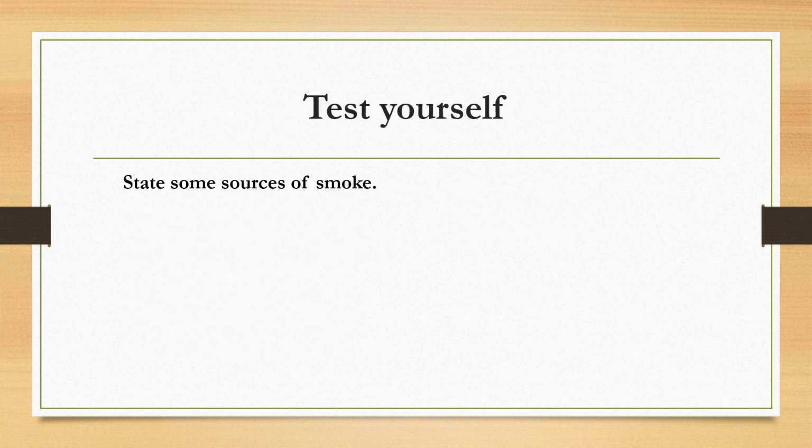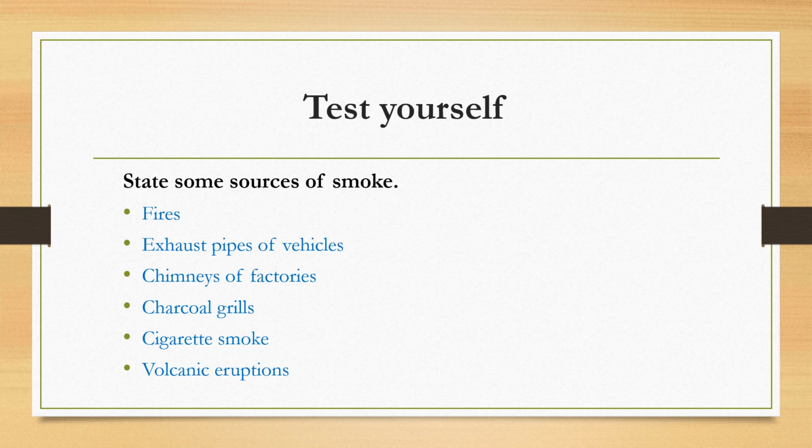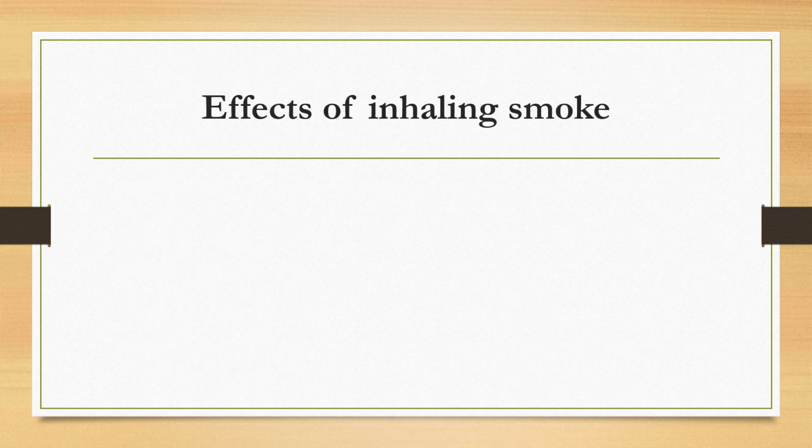Let's have a quick check on what you have learned. State some sources of smoke. These are fires, exhaust pipes of vehicles, chimneys of factories, charcoal grills, cigarette smoke, and volcanic eruptions. Inhaling smoke can have serious effects on health. Let's find out about the effects of inhaling smoke.